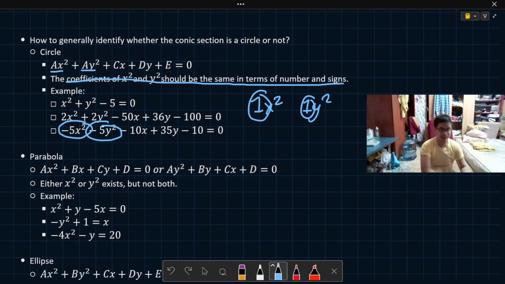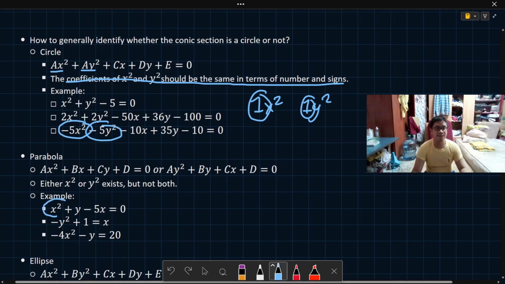If it's only x squared, parabola. If it's only y squared, parabola. If it's x squared and y squared, that's not a parabola anymore. So for example, we have x squared plus y minus 5x is equal to 0. There is no y squared here, only x squared. That's already a parabola.